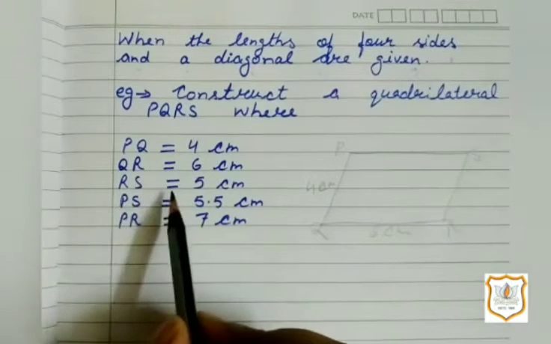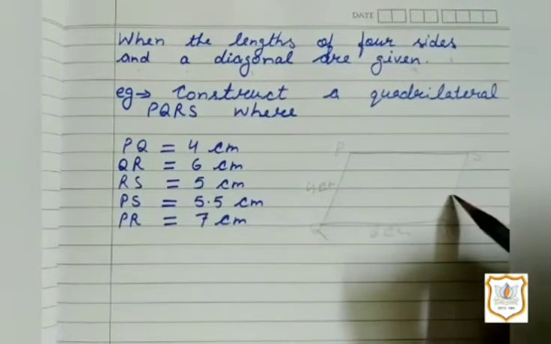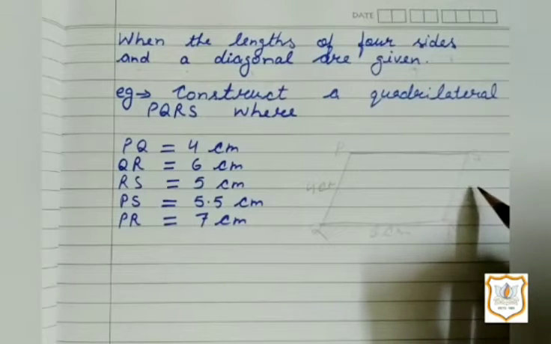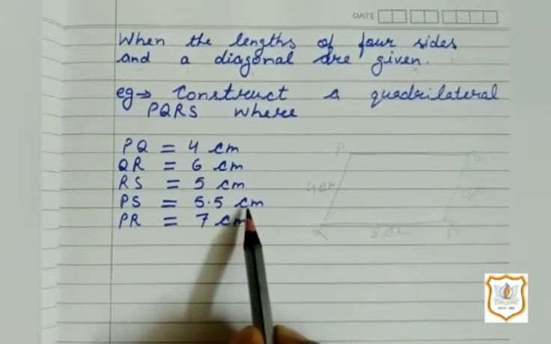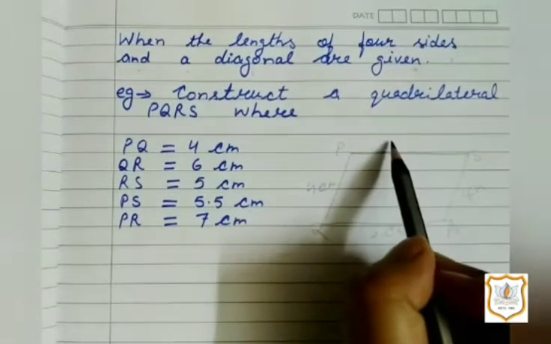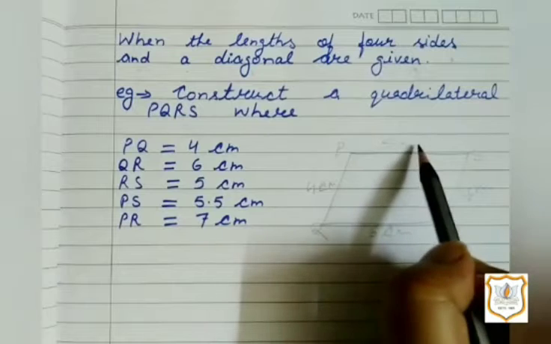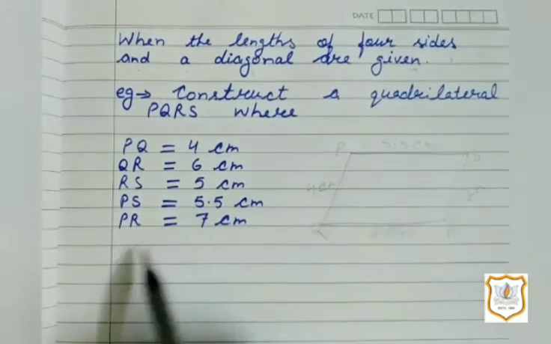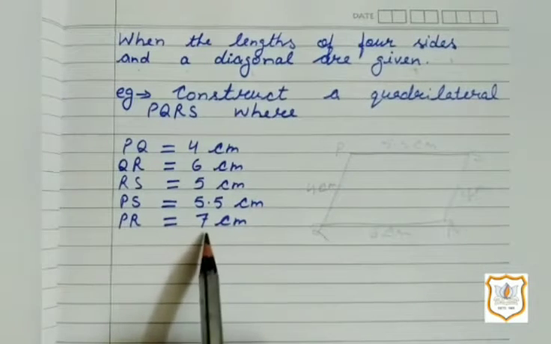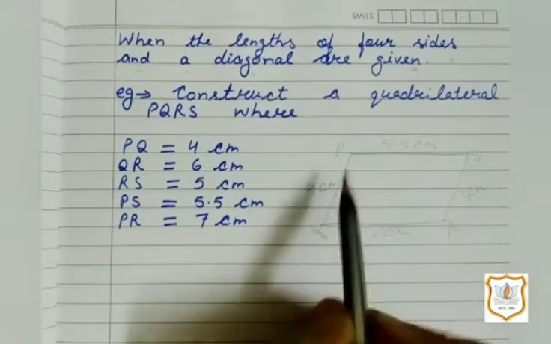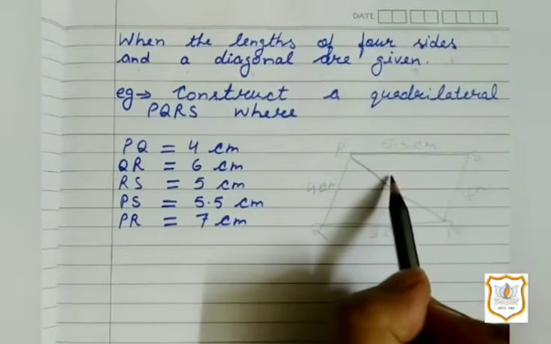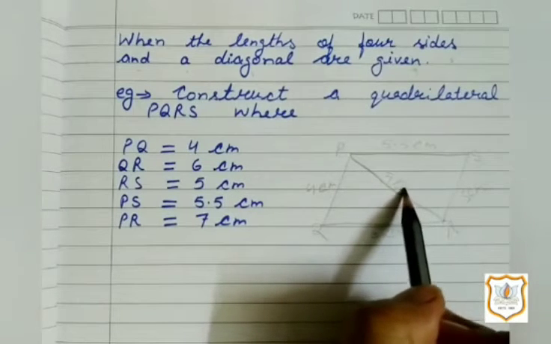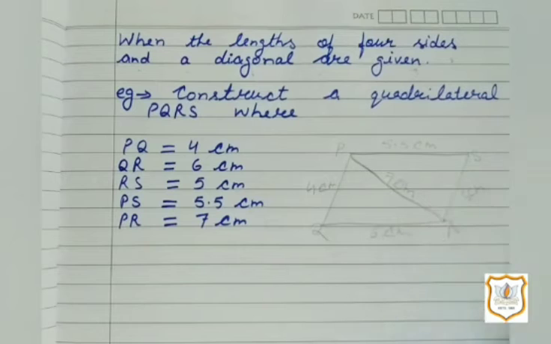And RS is equal to 5 cm, so we write 5 cm here. And PS is equal to 5.5 cm, so we write 5.5 cm here. And PR is equal to 7 cm. So students, this is PR. This is 7 cm. Clear students? So your rough sketch is ready.